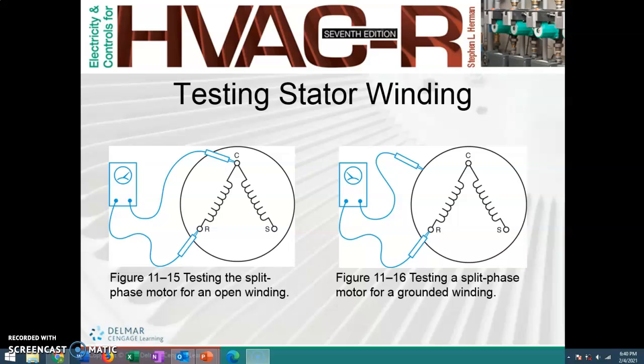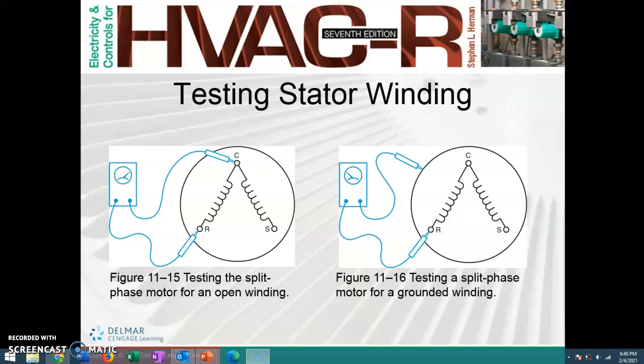It shows you putting the leads inside the motor. In real life, you're going to be touching the wires, the leads coming off of the motor, but it's the same concept. So right here on the drawing on the left, somebody's testing the run winding for continuity or seeing how much resistance it has through it.